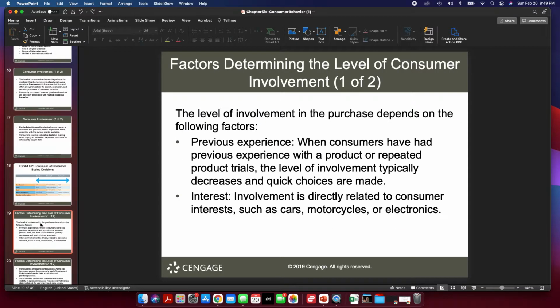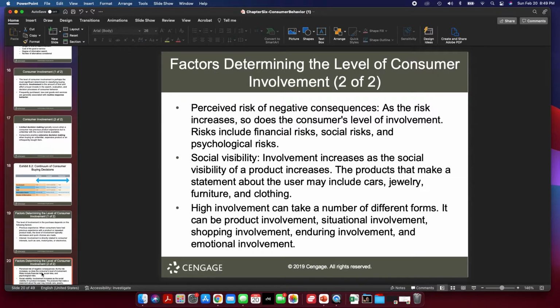Some factors determine the level of consumer involvement. Involvement in the purchase depends on the following factors. Previous experience, right? What is your previous experience with that product? What is your interest directly related to those products, right? Those help determine the factors.